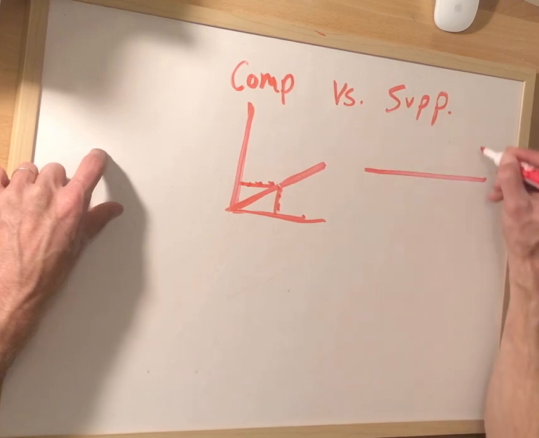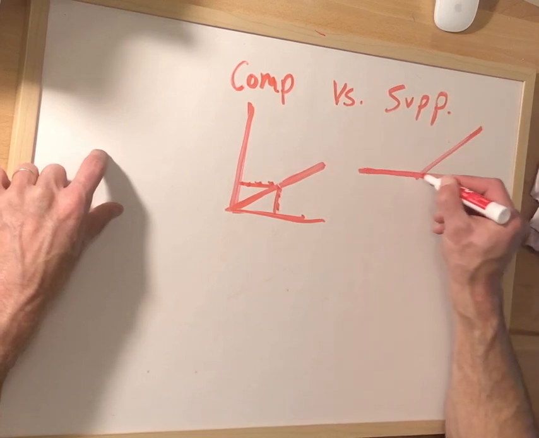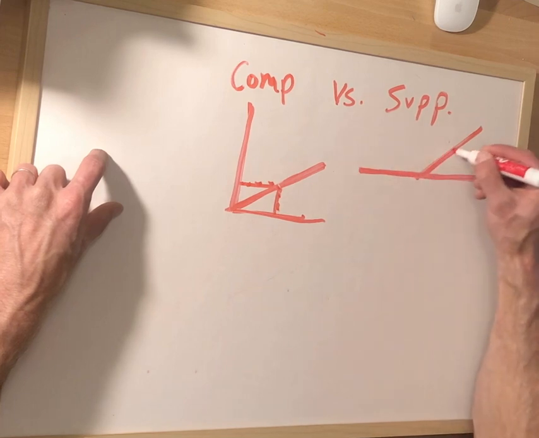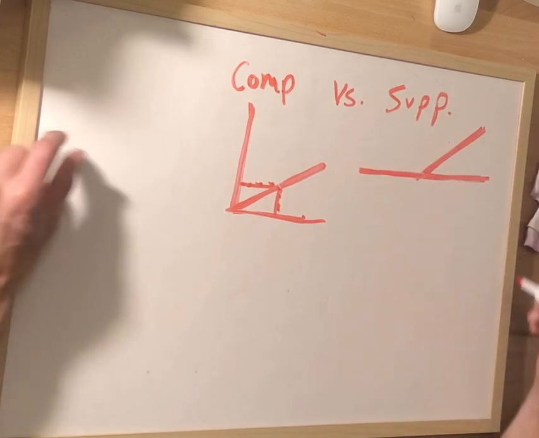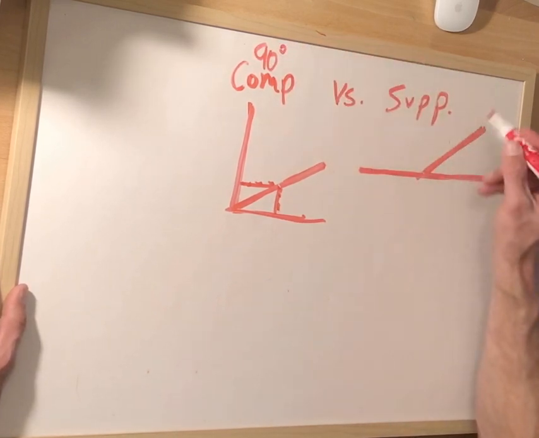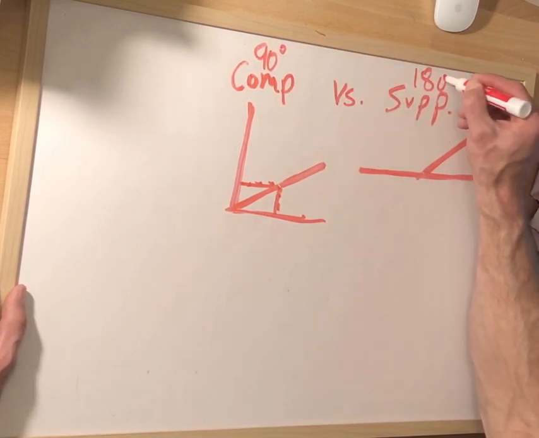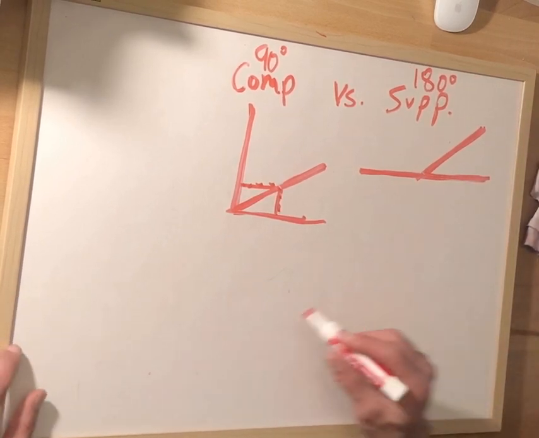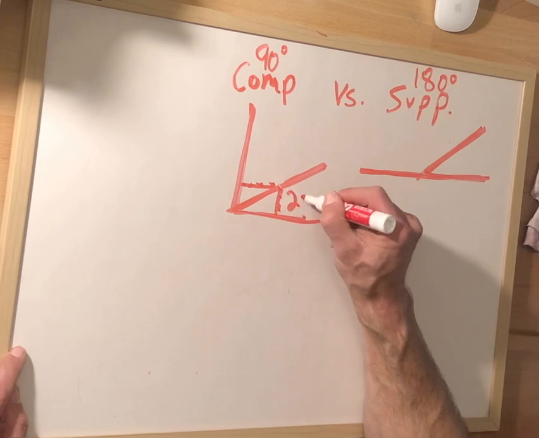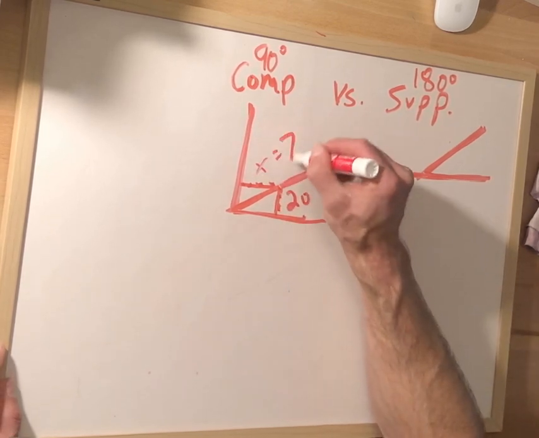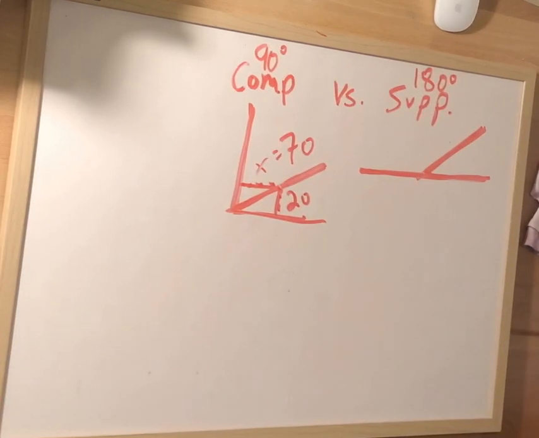Supplementary are two angles that add together to give you a straight line. That's what supplementary is. Supplementary would be this angle plus this angle equals 180 degrees. Complementary are two angles that equal 90 degrees. Supplementary are two angles that equal 180 degrees. For example, let's say this was 20 degrees. If this is x, you could figure out that x equals 70, and so on.